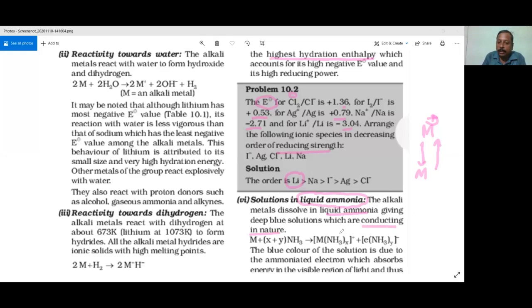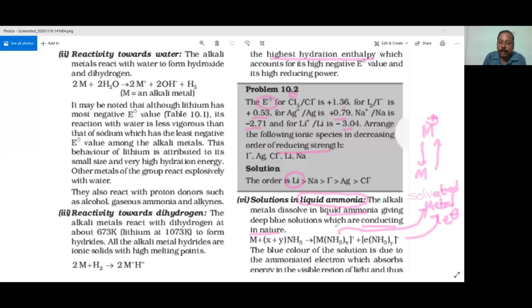The answer is either these two options. If they don't want to type this much complicated, they will write it as a solvated metal ion. This name I am writing here. Solvated. If it is metal, then it is called a solvated metal ion, and if it is an electron, it is called a solvated electron.